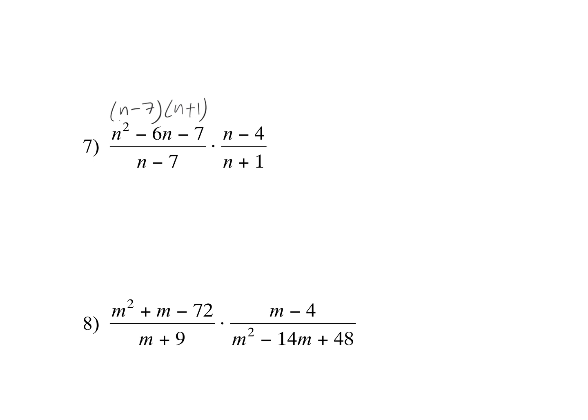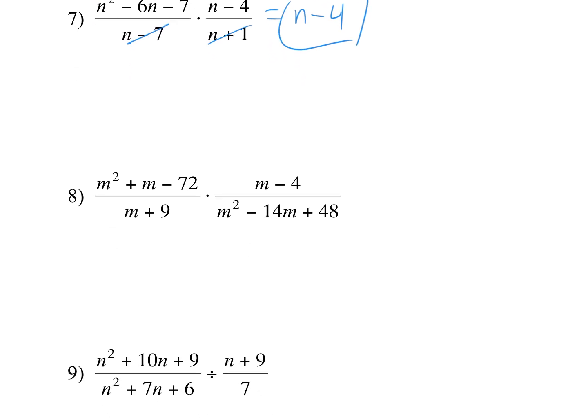Now that everything's factored, you just see what cancels on the top and what cancels on the bottom. n minus 7 cancels, and n plus 1 cancels. There's an n plus 1 on the top and on the bottom. The only thing that you're left with here is an n minus 4.